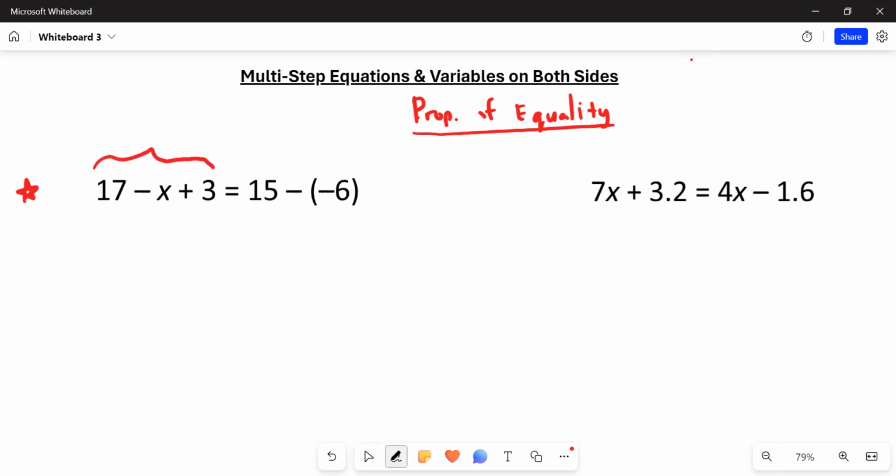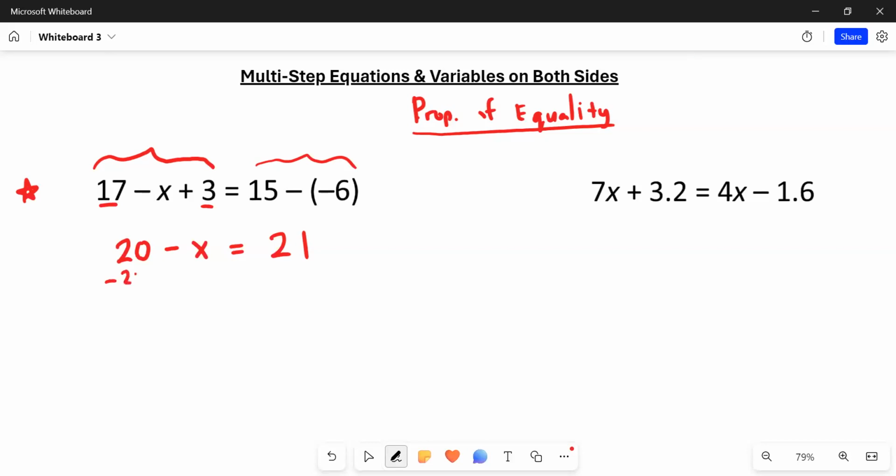If we look on the left-hand side, notice we have two variables. Two constants. We have 17 plus 3. Those can be put together. So that's best to put together first. That's 20, and then we still have the minus x. On the right-hand side, that's just numbers. So we can do 15 minus negative 6, which again acts like 15 plus 6. That will be 21. Then we can use our property of equality, okay, because we can't do any more simplification.